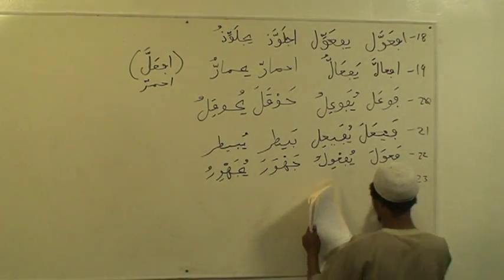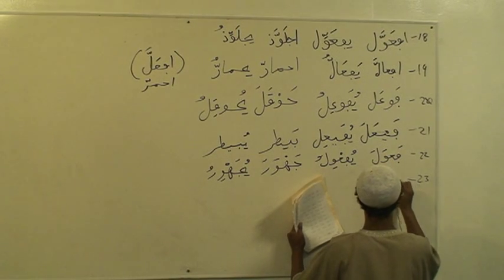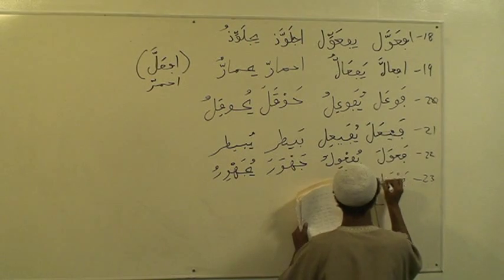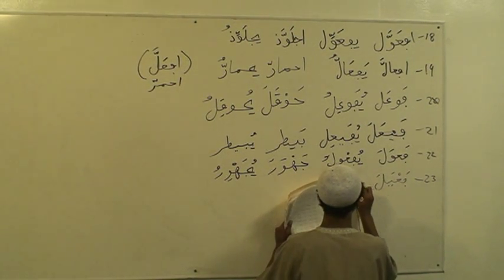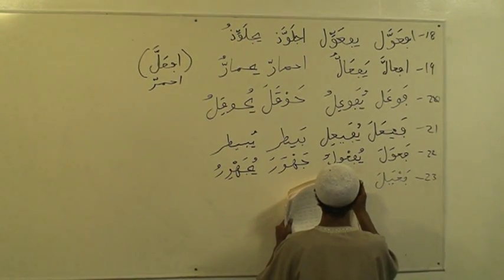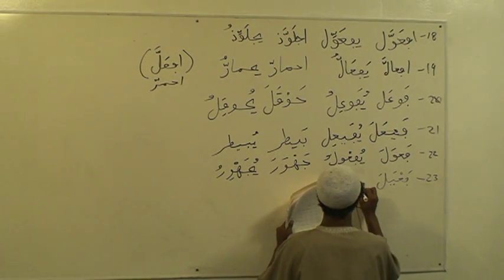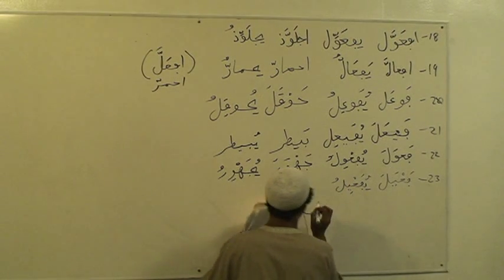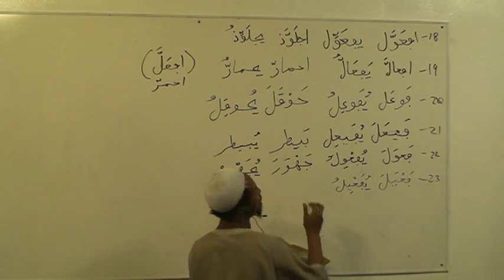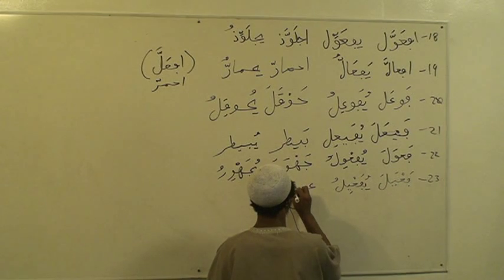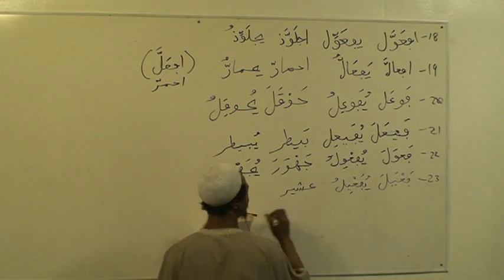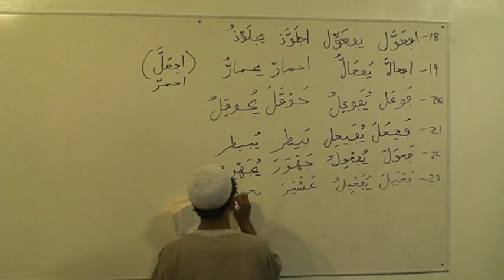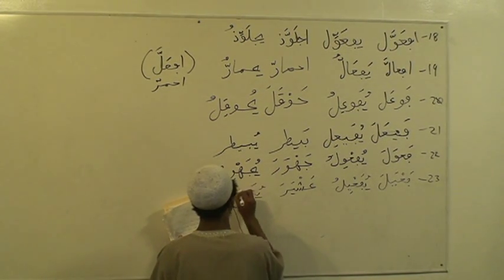23. Fa'yala. Yufa'yilu. Here we have fa'yala, like ashyara. Yu'ashiru. Yu'ashyiru.